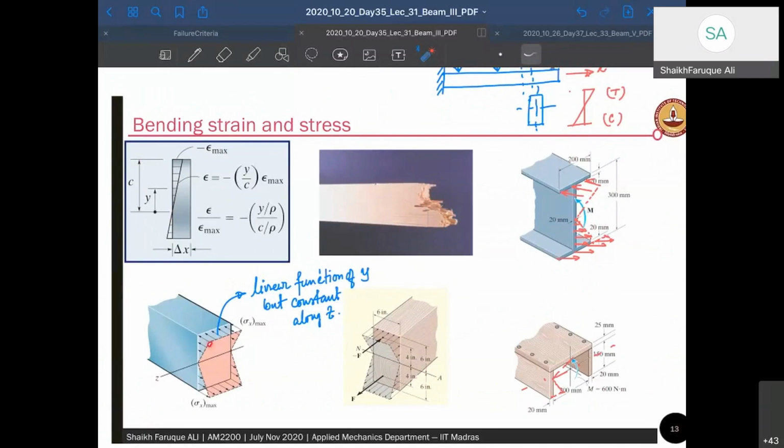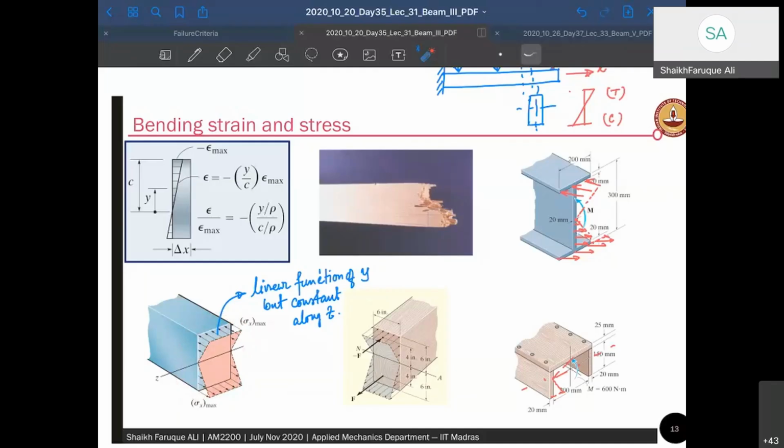It is assumed to be constant along the width. This is an assumption. This is not exactly true. But as long as you have small strains, small deformations, and you are working in Euler-Bernoulli beam theory, this is all okay. You don't have to worry about it. They will be slightly different at the boundaries, but you don't have to worry much.